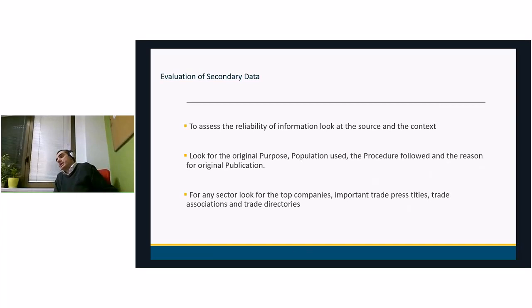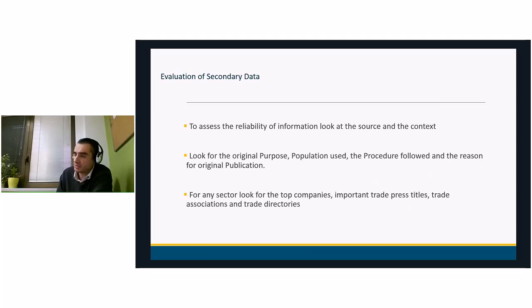You also must evaluate the secondary data to see whether it is good or not. What you need to look at is the source and the context. What was the source, in which context were the results presented? You can look for the original purpose, why the research was undertaken at that moment, what population was used, what procedure was taken, and the reason behind the original publication. I just want to repeat myself here. For any sector, you can look for the top companies, important press titles, some associations or directories.